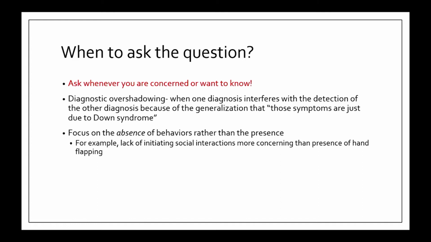And when we think about autism in Down syndrome, we're really focusing on the absence of certain behaviors rather than the presence of other behaviors. And what I mean by that is I, as a clinician, am less concerned about a child with Down syndrome who engages in hand flapping because we can see that in Down syndrome. I am more concerned about an individual with Down syndrome who's not initiating or responding to those social interactions. So that lack of social engagement versus the presence of repetitive behaviors. Both are important, but helpful to tease apart those symptoms.